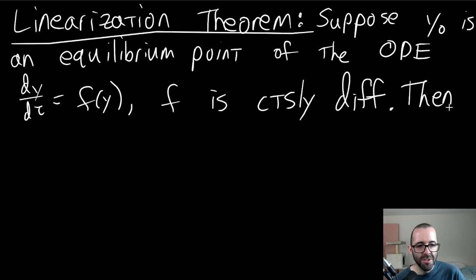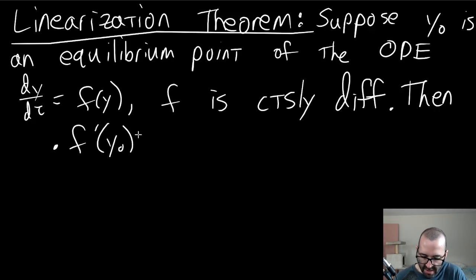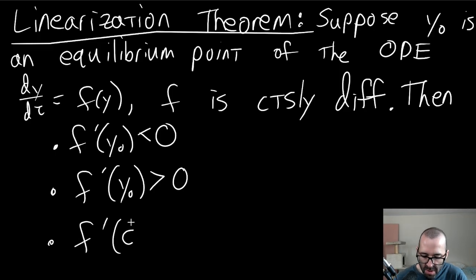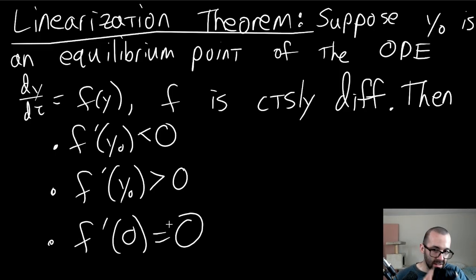And then we're going to have something that should remind you of the second derivative test from calculus. If f prime of y0 is negative, we have something. If f prime of y0 is positive, we have something. And if f prime is equal to 0, something else happens. So leave some blank space. I haven't told you what's happening yet, because we're going to talk about it.